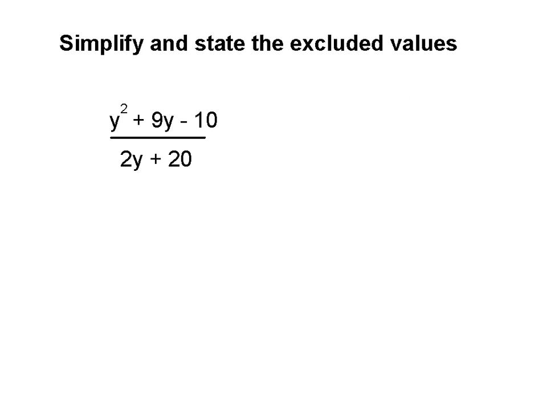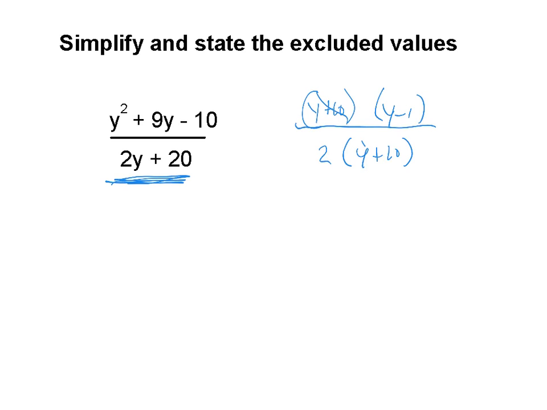I just want to point out in this next one, notice we can definitely factor the top here. That would be y plus 10 and y minus 1, right? That would give us that 9. And then notice on the bottom, you can factor out a 2 here, right? So you get 2 times y plus 10. And then notice once again we have a pair, so we end up with y minus 1 over 2, right?